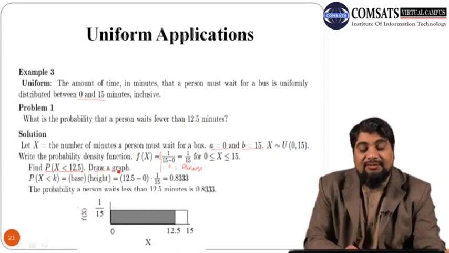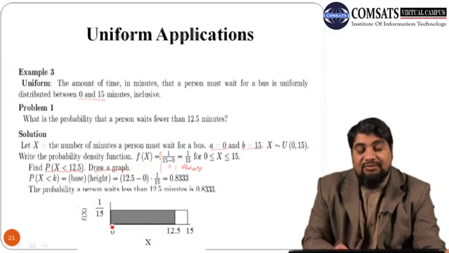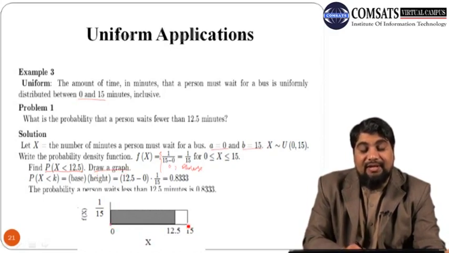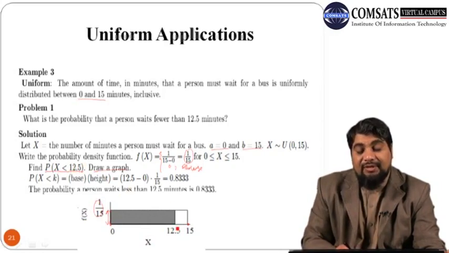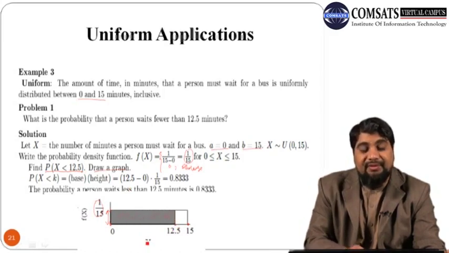So first draw a graph. So the range is from 0 to 15 and the height is 1 over 15. So we need to calculate the probability x less than 12.5. So 12.5 is somewhere here. So it means we need to calculate this shaded area. So probability x less than 12.5.